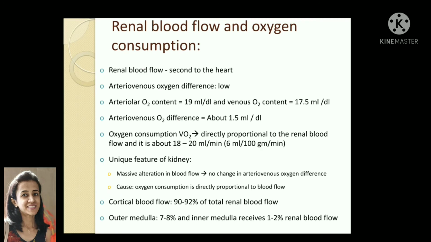Now, oxygen consumption. Oxygen consumption of the kidney is 18 to 20 ml per minute, or 6 ml per 100 gram of tissue per minute. This oxygen consumption is directly proportional to the renal blood flow. What does it mean? As the renal blood flow increases, oxygen consumption increases.